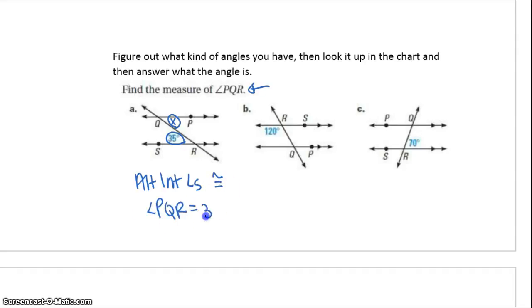So PQR is going to equal 35 degrees. I mean, I put an X there, so you can say X equals 35, and I would totally take that as the correct answer too. Okay? So let's go to the next one.